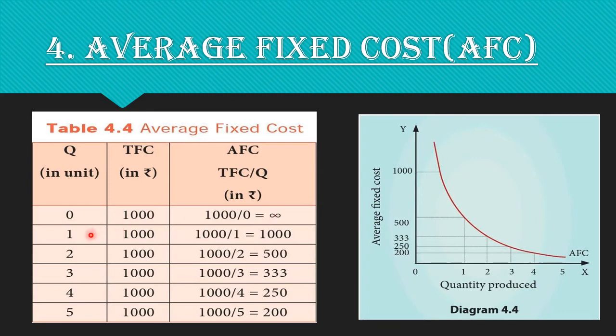When the output is 1, the fixed cost remains the same. As I told you, it has no link with the output. It will remain constant. So 1000 divided by 1, the average fixed cost is 1000. So accordingly, you can calculate the average fixed cost. So per head cost, how much we are bearing, that is the average fixed cost, and it will start decreasing with the increase in the output. That's why the curve is downward sloping. With the increase in the output, there is a decrease in the average fixed cost.